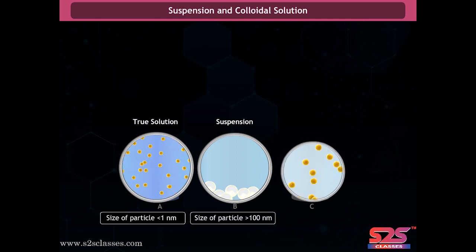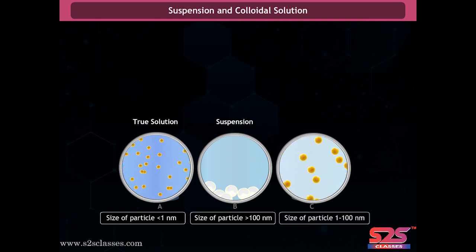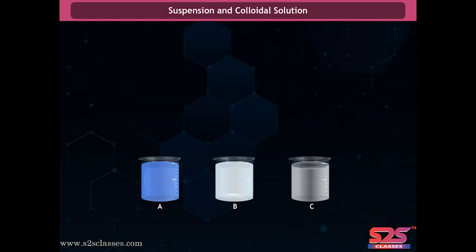In beaker C, you observe that the size of particles is too small to be individually seen by naked eyes. So the size of particles range from 1 to 100 nanometers and the nature of the solution is heterogeneous. Thus the solution is called colloidal solution. Leave the mixtures undisturbed for a few minutes and observe.